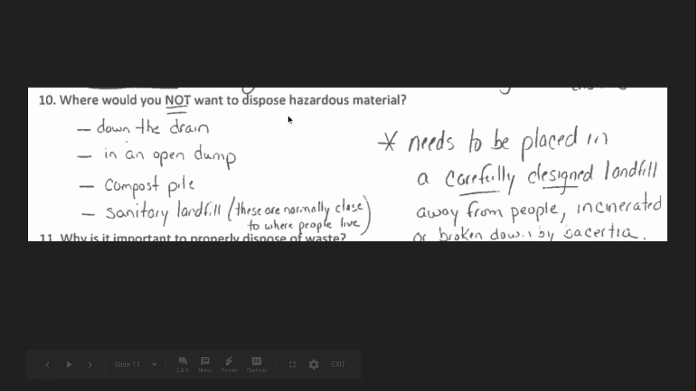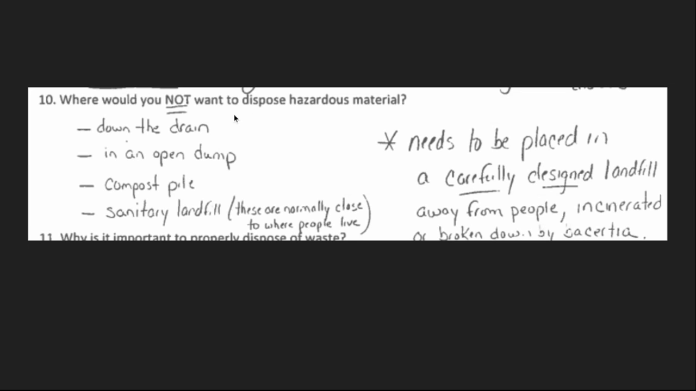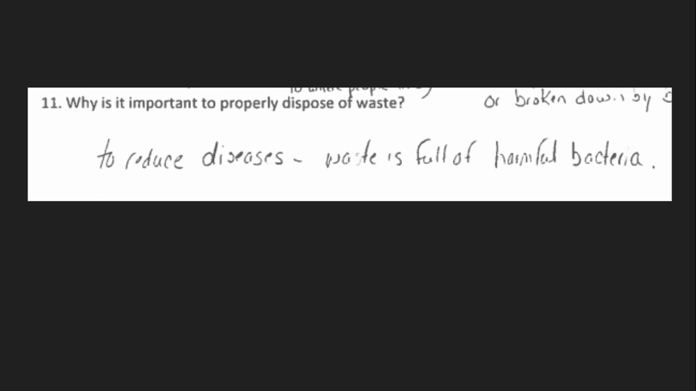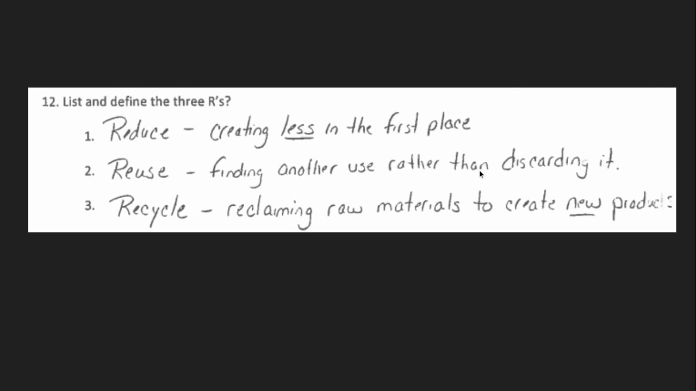Where would you not want to dispose hazardous materials? Never put hazardous materials down a drain, in an open dump, in a compost pile, or a sanitary landfill. It needs to be placed in carefully designed landfills away from people, incinerated, and broken down by bacteria. Why is it important to properly dispose of waste? To reduce diseases. Waste is full of harmful bacteria.